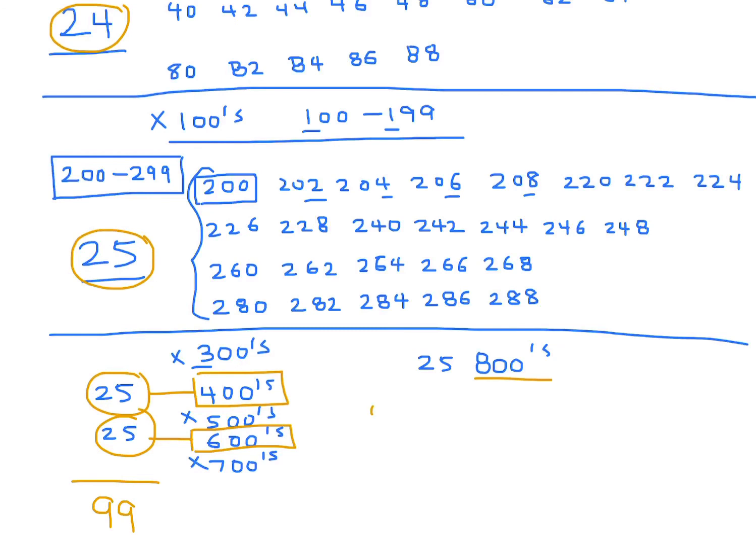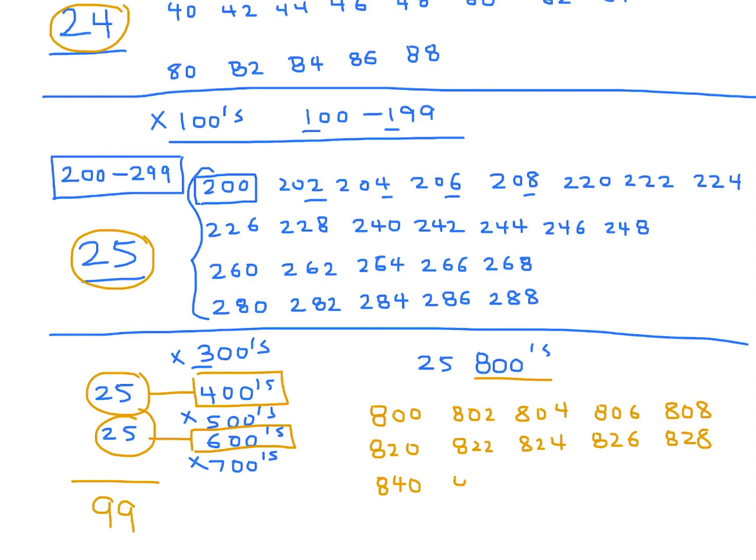So here we go. We've got 800, 802, 804, 806, 808, 820, 822, 824, 826, 828, 840, 842, 844, 846, 848, and so on. I think we should be good by that point.